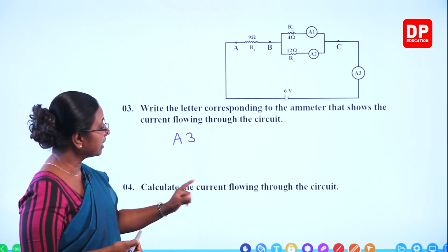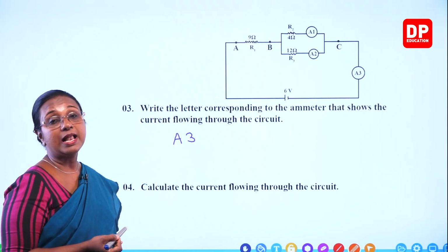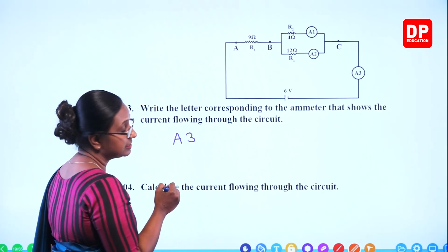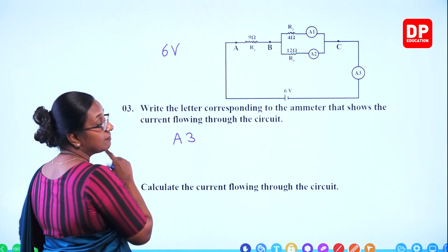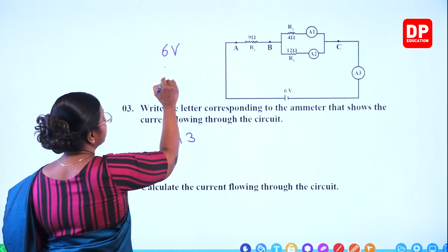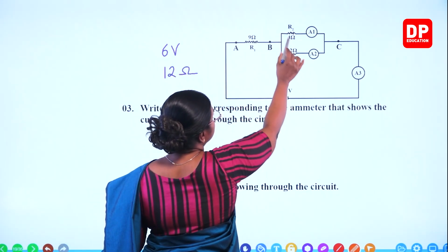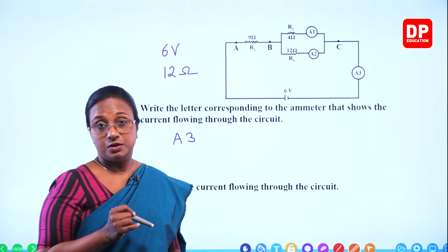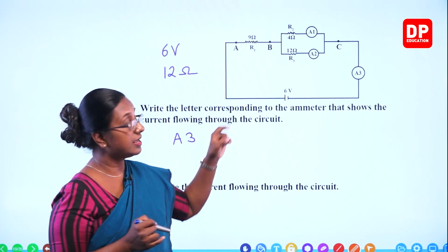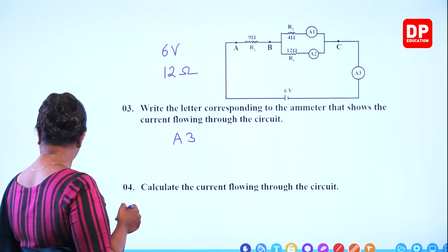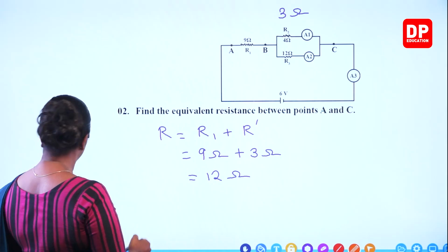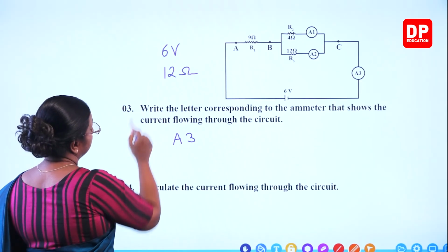Then calculate the current flowing through the circuit. How do we calculate it? You have the potential difference V, that is 6 volts. And what was the equivalent resistance that we calculated for the circuit? Between these two points, it was 3 ohms. And then we calculated the equivalent resistance between points A and C as 12 ohms. You can see that is the equivalent resistance between points A and C, 12 ohms. So based on that, these are the values.